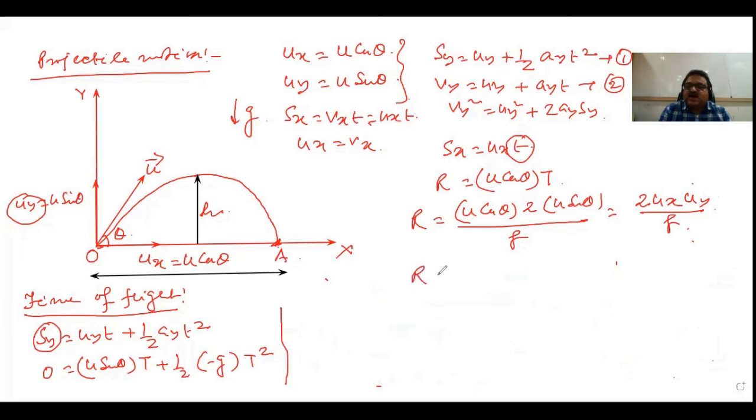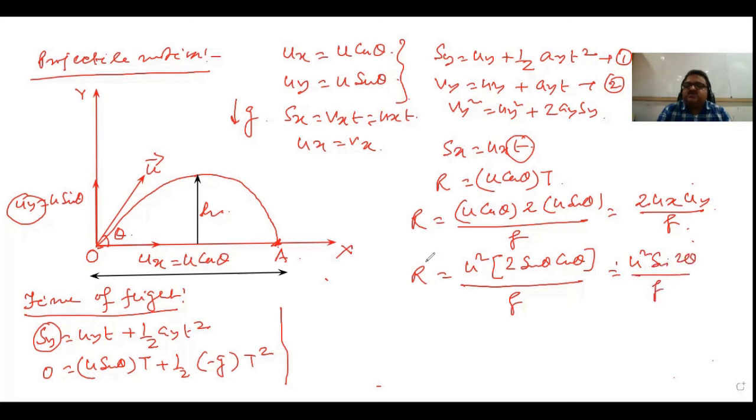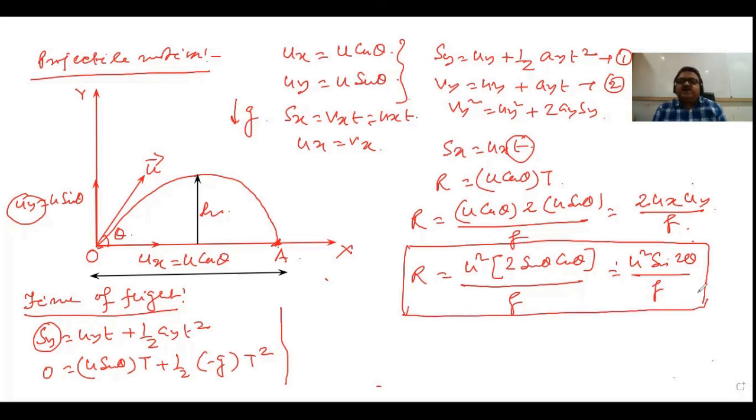R is equal to u square into 2 sine theta cos theta by g. And you people are quite familiar with this formula. This is the formula of a multiple angle, and this is u square sine 2 theta by g. So this is the basic formula in projectile motion. So these are the basic formulas. Nothing more to do with this, correct?